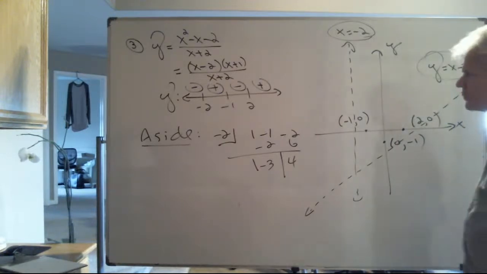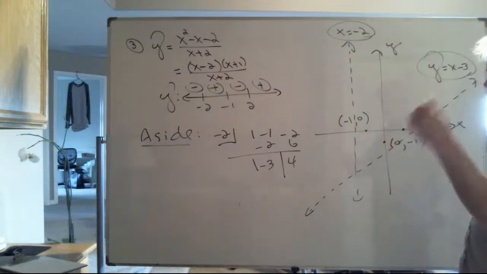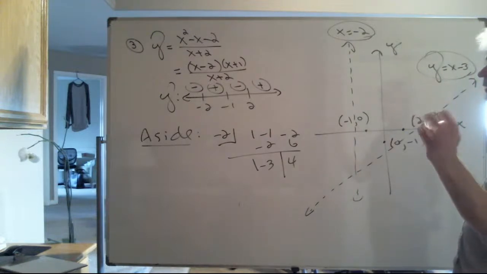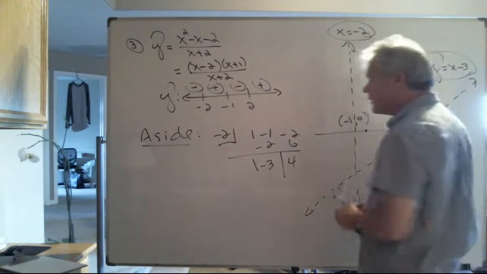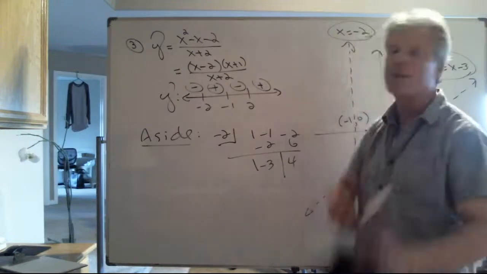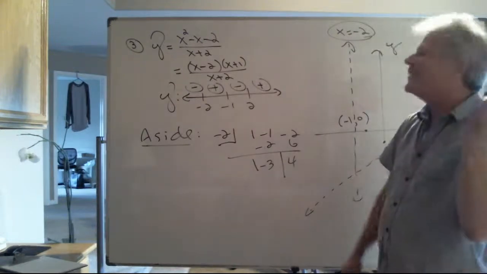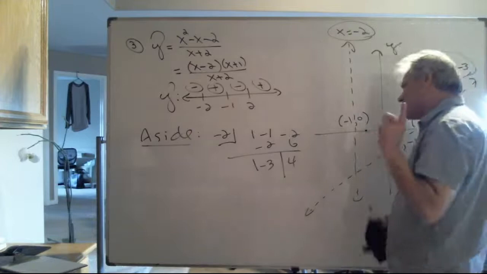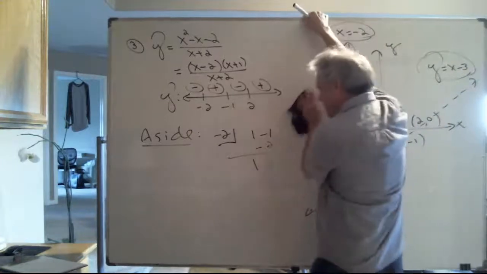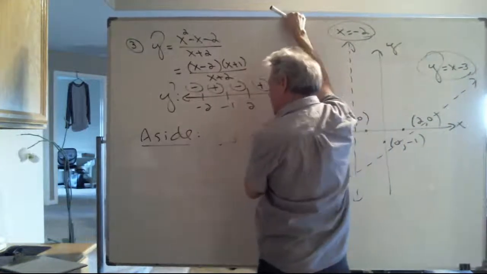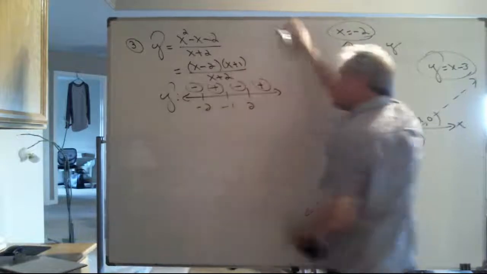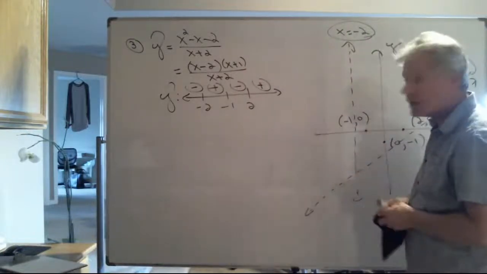Next on my list, so I think I found the intercepts and the asymptotes. I located the asymptotes and the intercepts. I do want to find out when I'm increasing and decreasing, but I do think before I even do that, the sign graph tells me a lot of information.